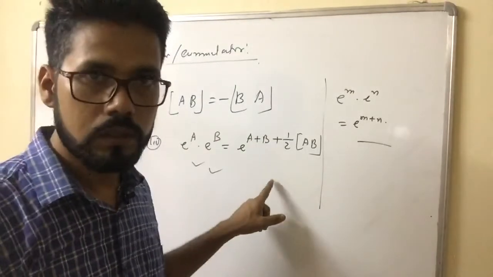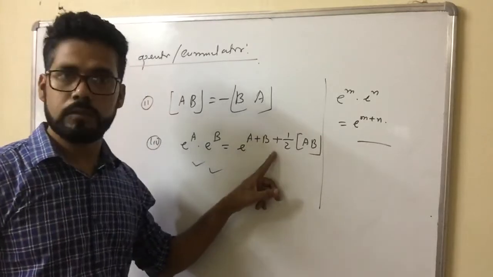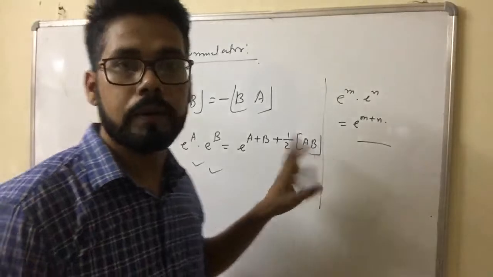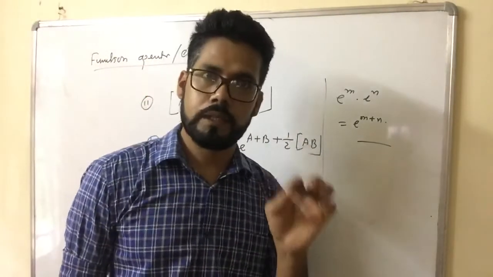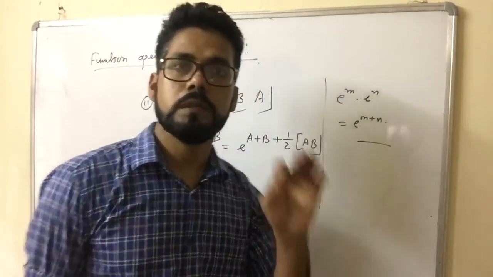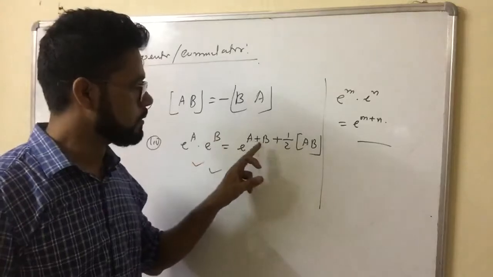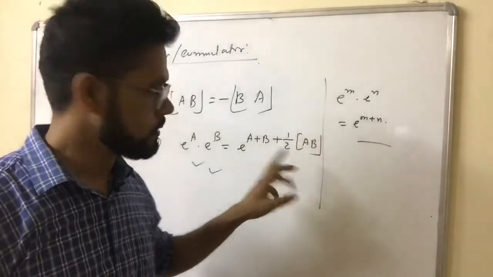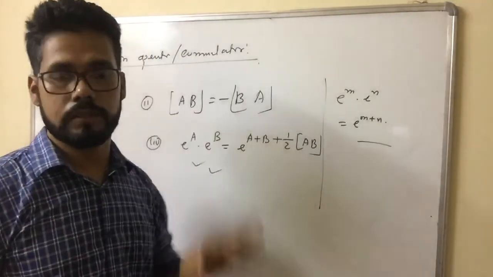But this is true only under which condition? When the two operators commute. Again, if the two operators A and B commute, meaning the commutator [A, B] equals 0, then e to the power A into e to the power B equals e to the power A plus B, because the commutator part will be 0. So under that condition this is correct. Otherwise, e to the power A into e to the power B equals this one. Okay.